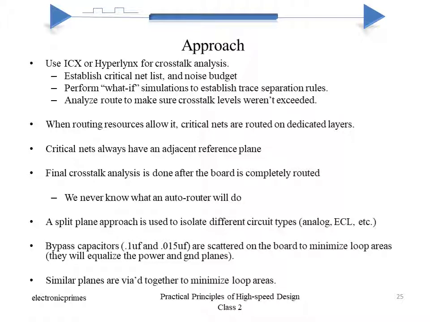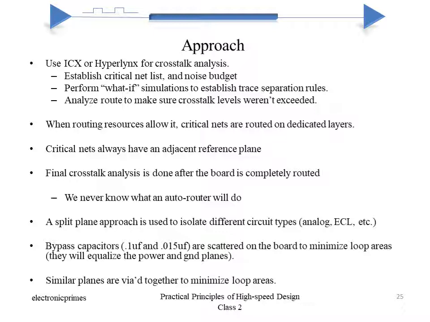Approach: use ICX or HyperLynx for crosstalk analysis. For that, you establish the critical nets and noise budgets and perform what-if simulations to establish trace separation rules. Analyze the routing to make sure crosstalk levels aren't exceeded. When routing resources allow it, critical nets are routed on dedicated layers, so critical nets always have adjacent reference planes. Final crosstalk analysis should be done after the board is completely routed, since we never know what an autorouter can do.